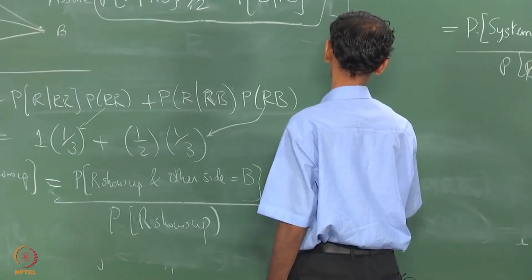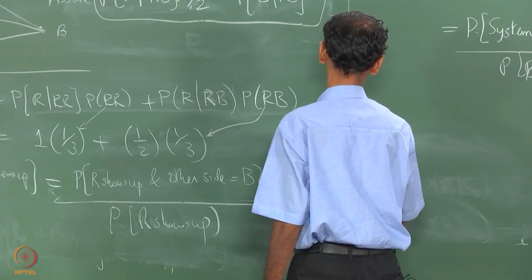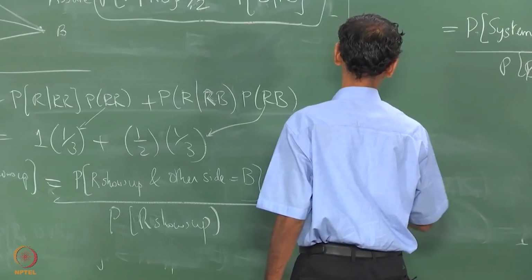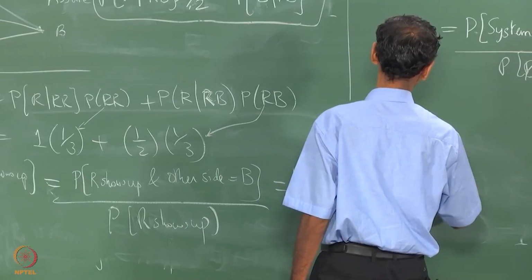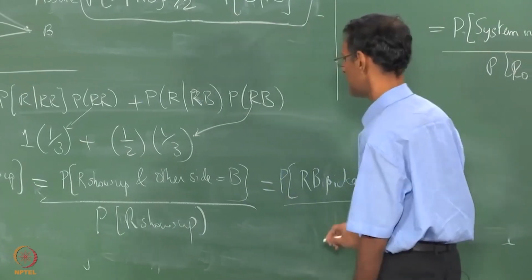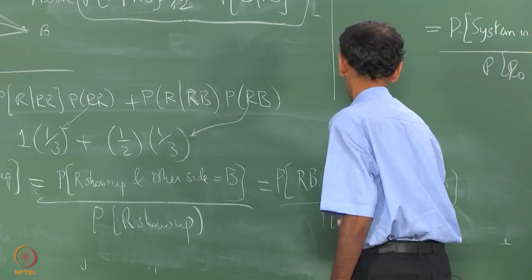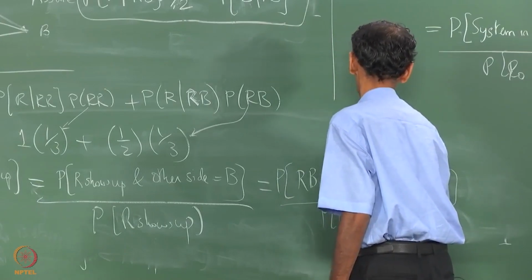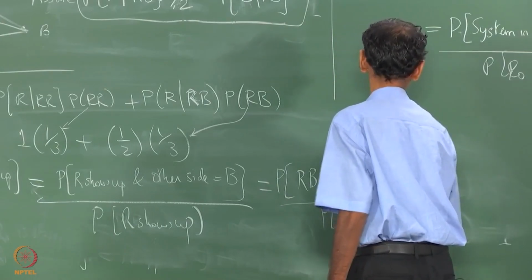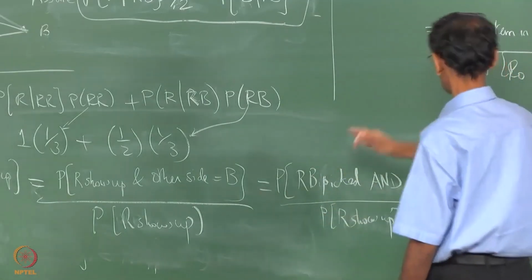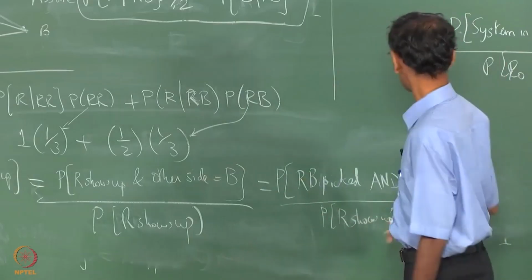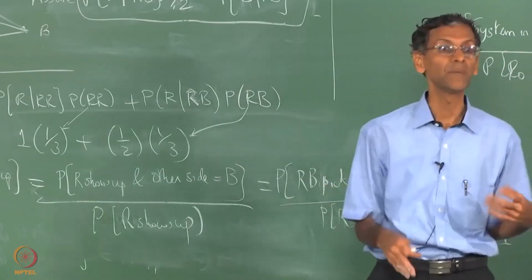RB picked and R shows, divided by the probability that R shows. So what is the numerator now? The numerator again you can write, as in all our other examples, by conditioning on RB being picked.